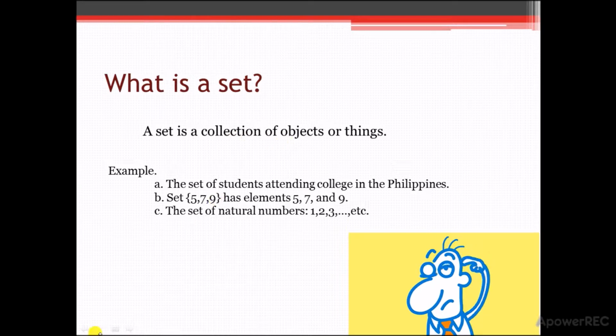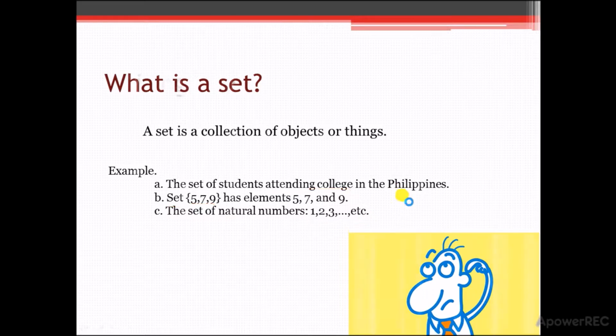These objects or things could be the names of your family or your friends. It could be numbers: whole numbers, rational numbers, irrational numbers, integers. These objects or things are not limited to one. Example A, the set of students attending college in the Philippines. Example B, the set of 5, 7, and 9 has the elements 5, 7, and 9. Example C, the set of natural numbers 1, 2, 3, and so on.